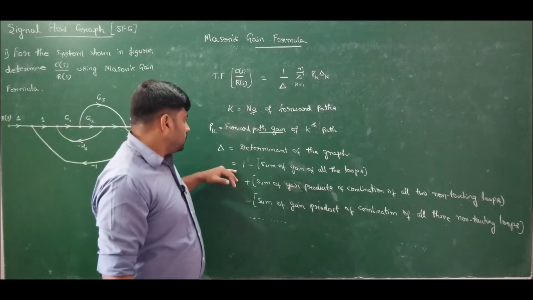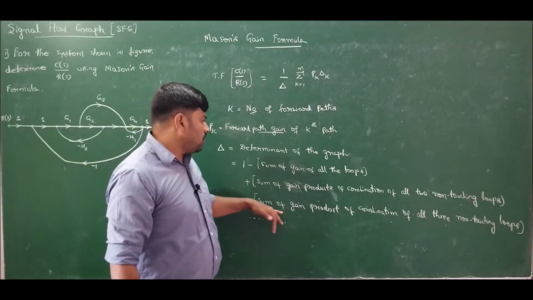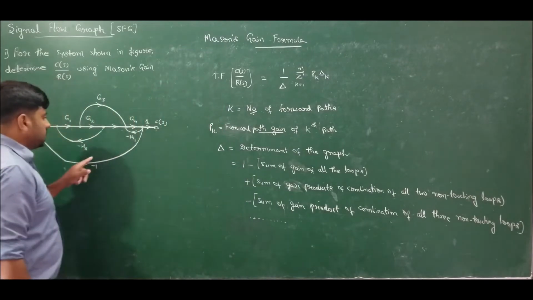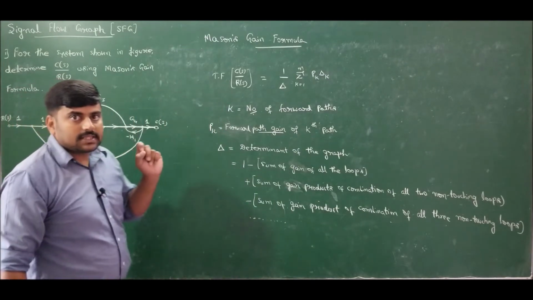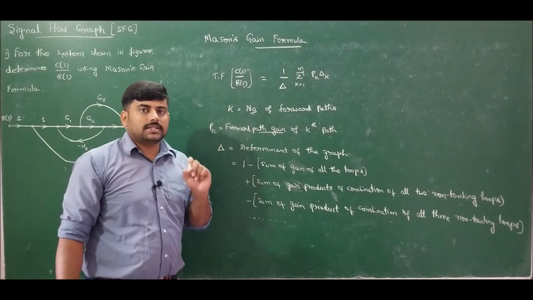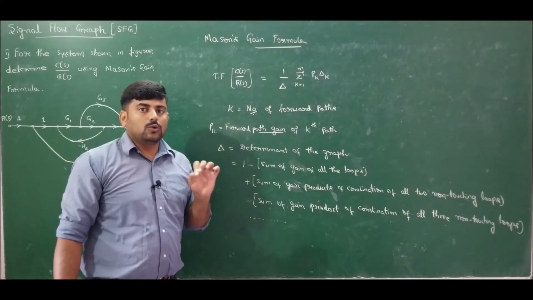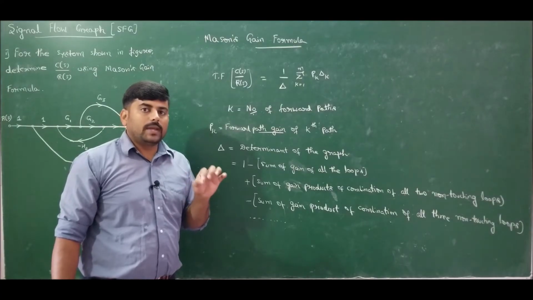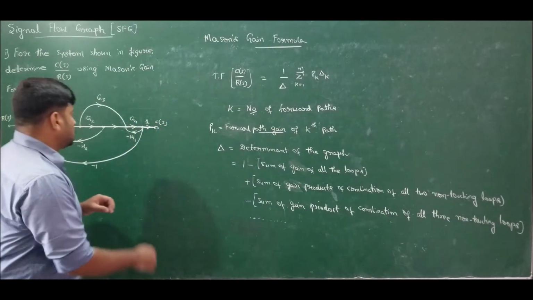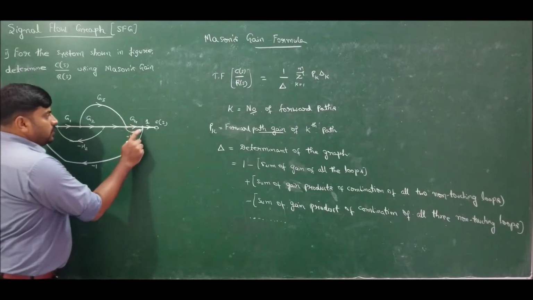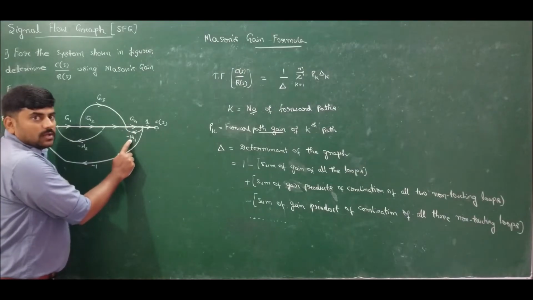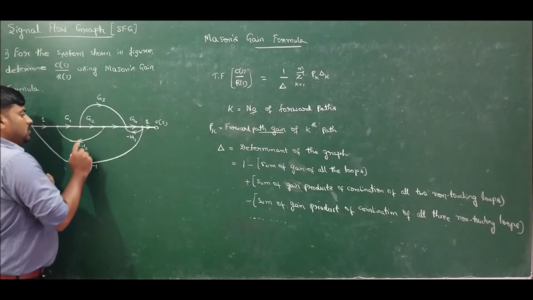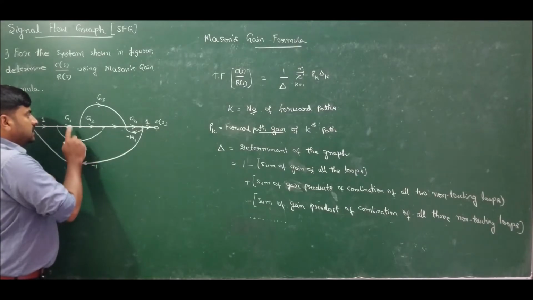Coming to the fourth term, that is the sum of gain product of combination of all three non-touching loops. If these three are not touching each other, then the first set is L1 into L2 into L3. What is L1? L1 is the loop gain of loop 1. What is L2? Loop gain of loop 2. What is L3? Loop gain of loop 3. So how much is loop gain of L2? Loop gain of L2 is G4 into minus H1, minus G4 H1. What is loop gain of L1? G1 G2 minus H2, that is minus G1 G2 H2.